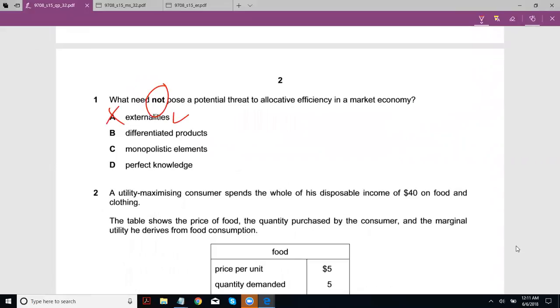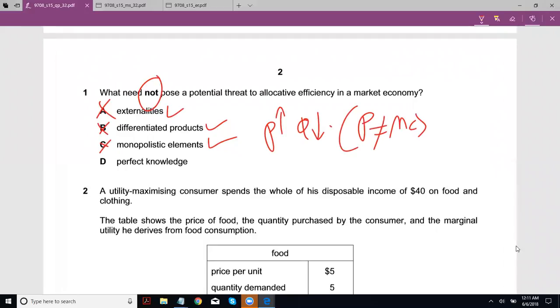Different monopolistic elements definitely do pose a threat, so you can cross that out. Differentiated products also pose a threat because if you draw the diagram for monopolistic competition as opposed to perfect competition, price increases and quantity decreases, and hence you move off your price equals MC point. So allocative efficiency is threatened.